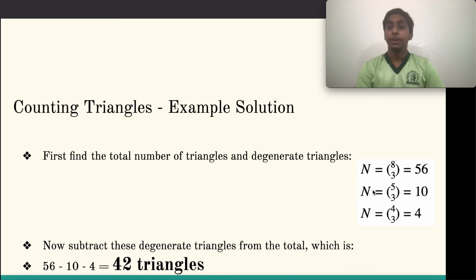First, let's calculate it for point B. At point B, there are 5 lines meeting, and you have to choose 3 because you're always going to have 3 different lines that form a triangle. So it's 5 choose 3, which is equal to 10. That's 10 degenerate triangles at point B. For point C, you do the same thing, but there are only 4 lines meeting there, so it's 4 choose 3, which is 4 degenerate triangles. We have 14 degenerate triangles in total, 10 plus 4. Now we simply subtract this from 56 to get 42 triangles that are not degenerate.